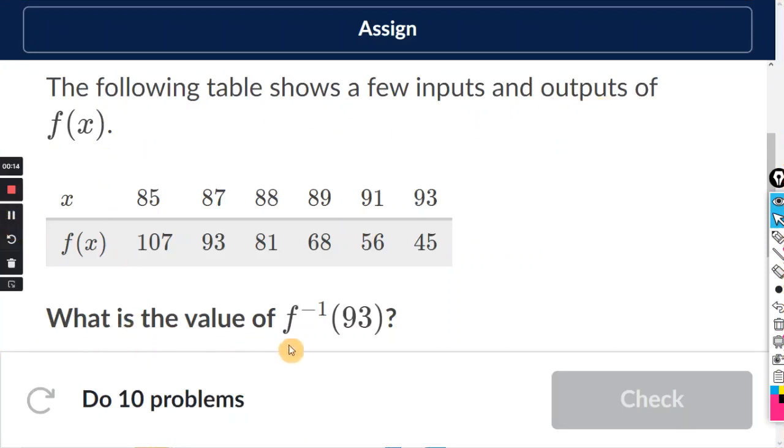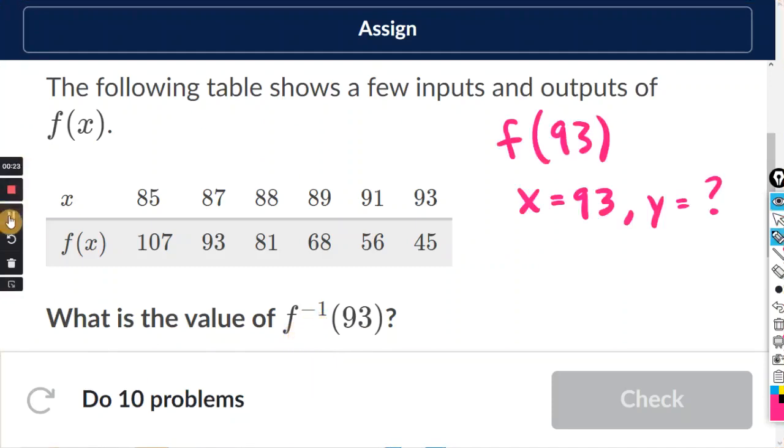What is the value of inverse f of 93? Okay, this -1 is not an exponent. This is inverse f of 93. So if you had f of 93, you would look up x equals 93 and get the y value. But remember, for the inverse function, the x and y are reversed. So in this case, we're looking up the x value when y equals 93.